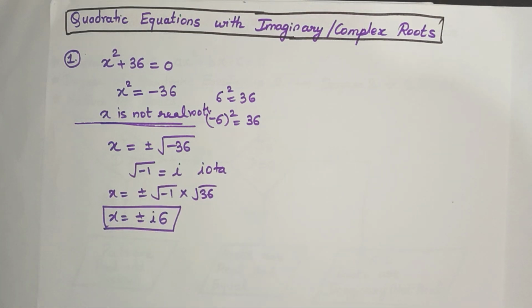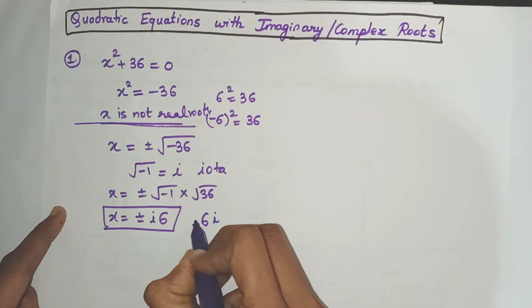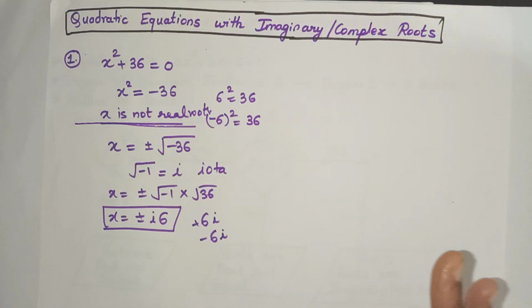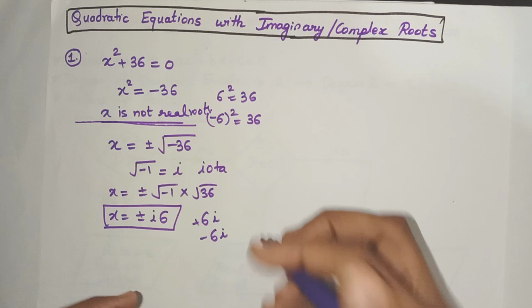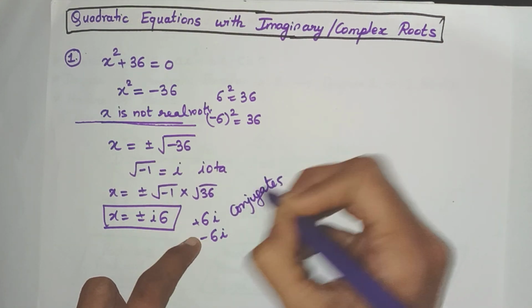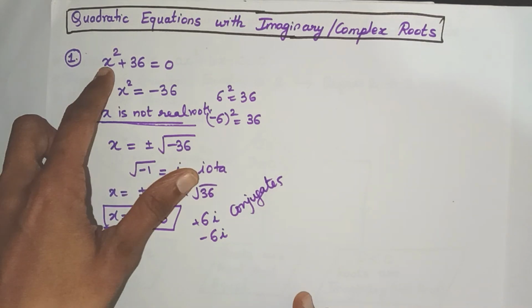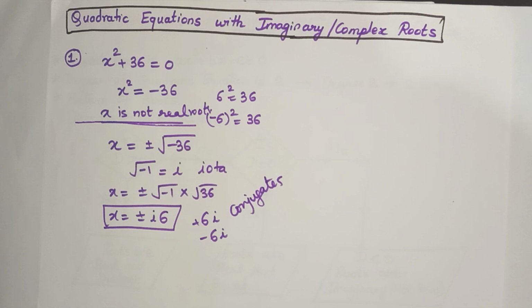So friends, the roots of this quadratic equation are plus 6i and minus 6i. That's it. These are the two roots. Definitely they are not real, they are imaginary, but these are the two roots. Did you observe, friends, that they are just the conjugates of each other? Conjugates means the number is the same, but the sign is different. So for such types of quadratic equations, it's very easy to find the imaginary roots.